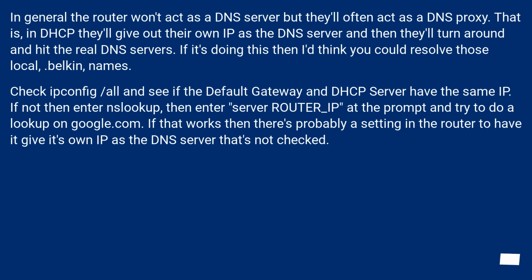Check ipconfig /all and see if the default gateway and DHCP server have the same IP. If not, then enter nslookup, then enter server router_IP at the prompt and try to do a lookup on google.com. If that works, then there's probably a setting in the router to have it give its own IP as the DNS server that's not checked.